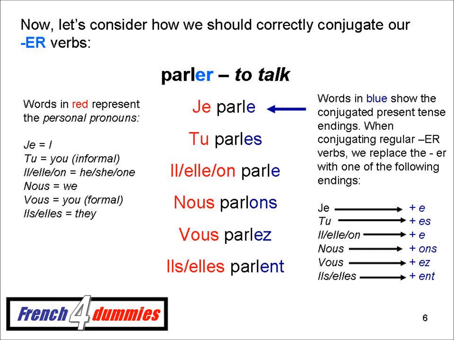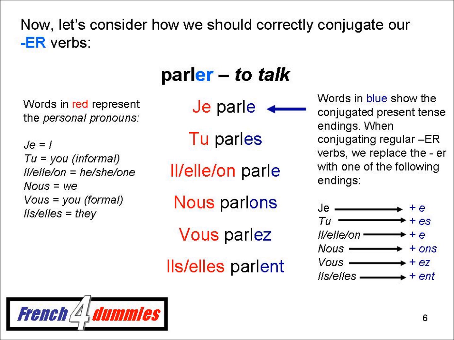Now, let's consider how we should correctly conjugate our ER verbs. I've taken the example of parler, to talk, to explain it to you. Firstly, the words in red are extremely important. They are personal pronouns, so they represent who you're talking to or who you're talking about.